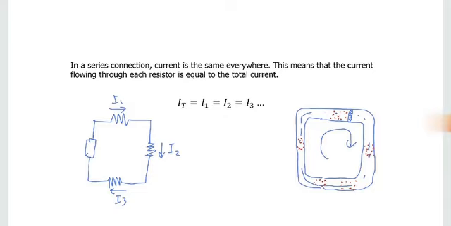And yung nadaloy sa resistor, that's also the one flowing through the wire. Okay? So I total, I1, the sub 1 is the current flowing through the resistor number 1, I2 and I3, and so on if you have more resistors.